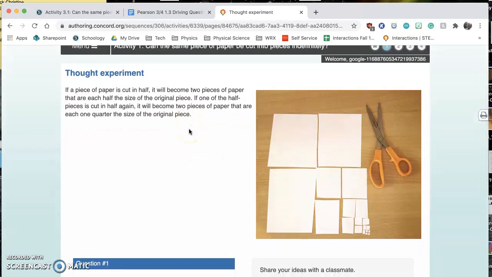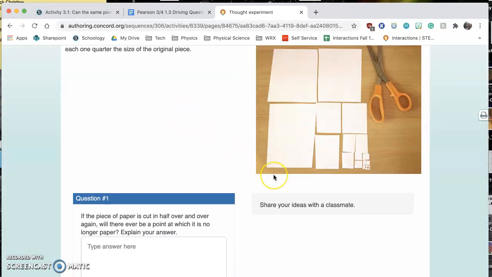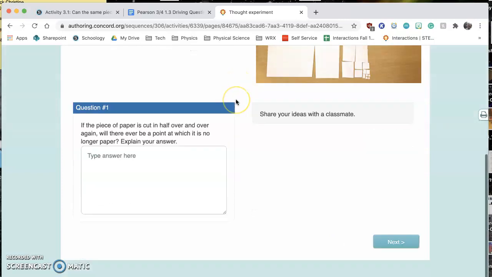We're starting with what they're calling a thought experiment in this activity. The question that we're thinking about is, if we were to take a piece of paper and cut it up, how small could I get that piece of paper? Is there going to be a point where, because the pieces get smaller and smaller and smaller, those pieces are no longer paper and are now something else? They have some sort of different identity. And like I just said a second ago, this thought experiment goes along with the warm-up I have posted on Schoology.